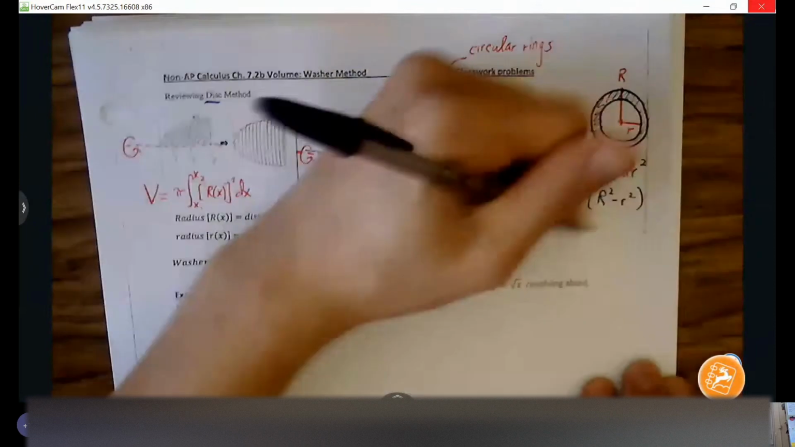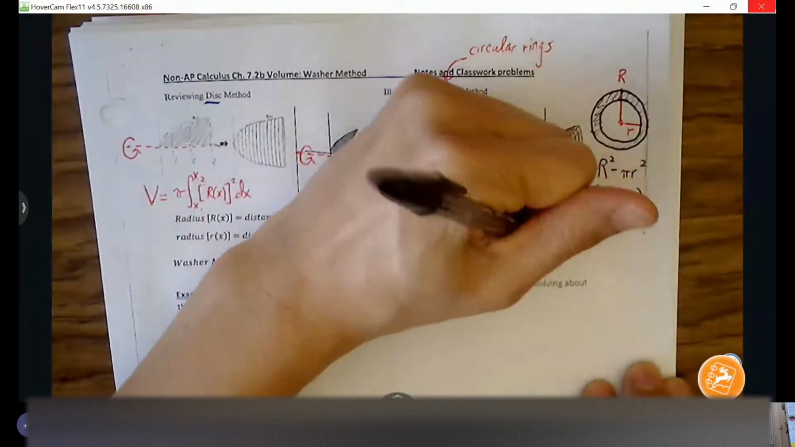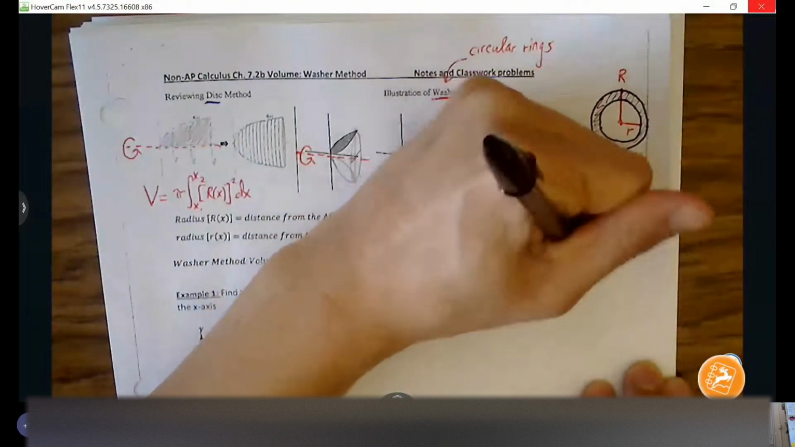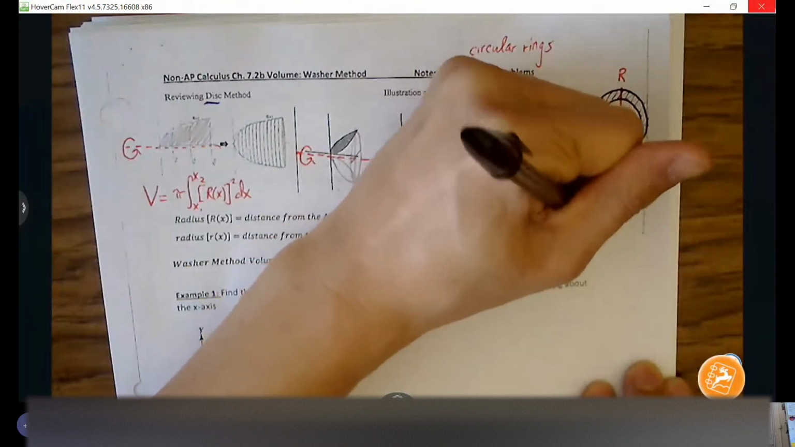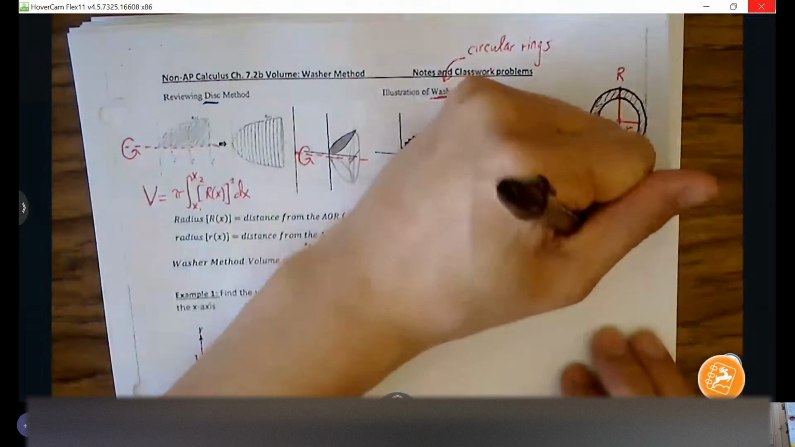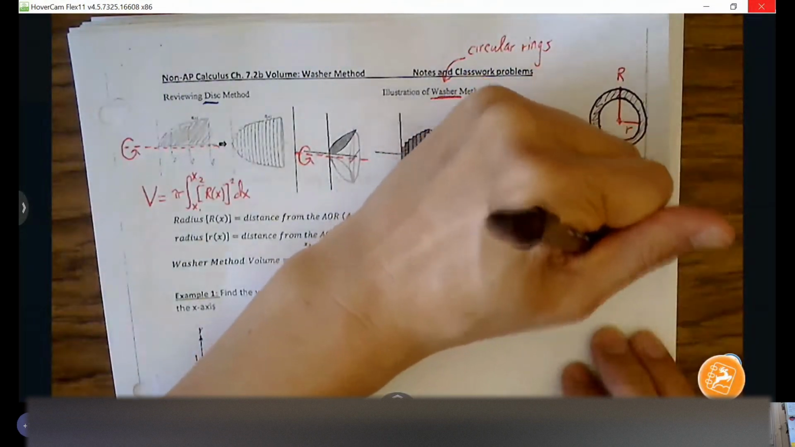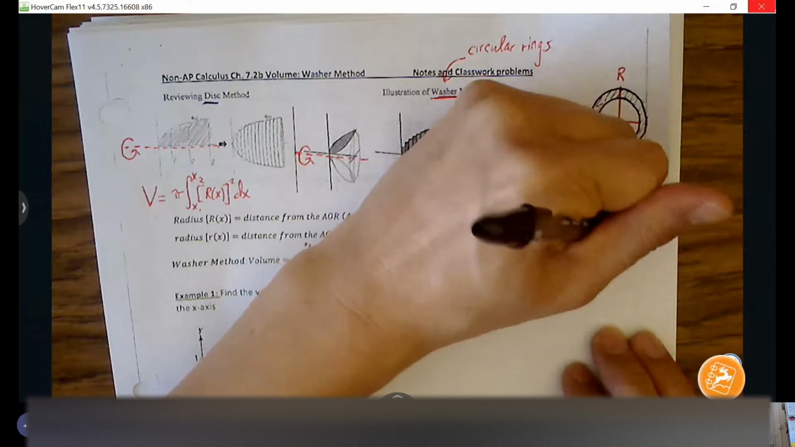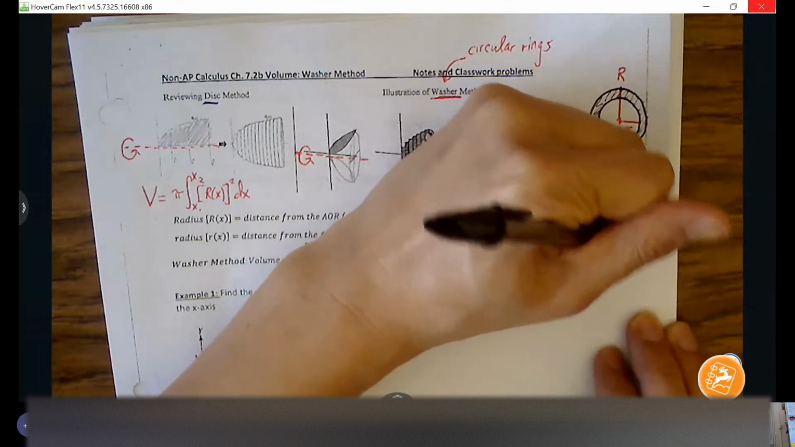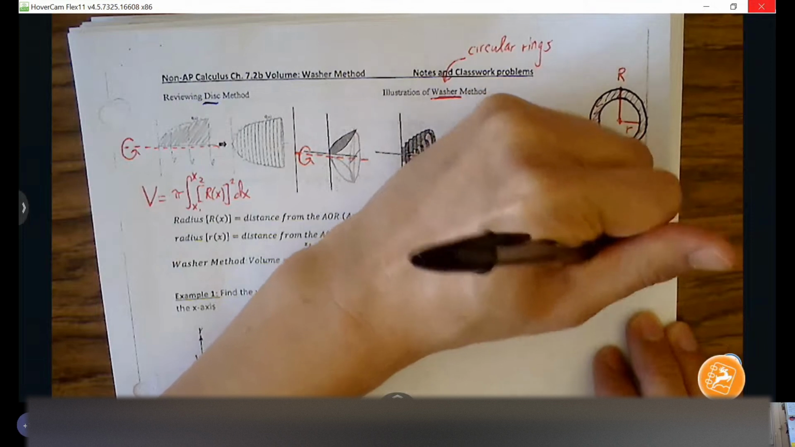So that leads to our formula that we're going to see here that I have notated here. Pi integral from x1 to x2. And we'll represent big R as a function. So we say big R of x quantity squared minus little r of x quantity squared dx.